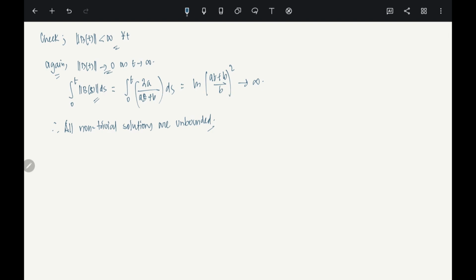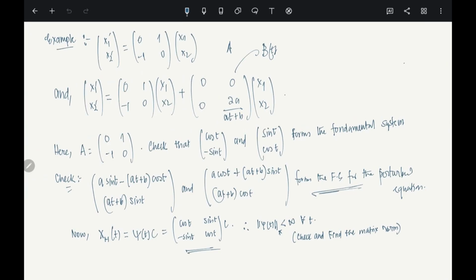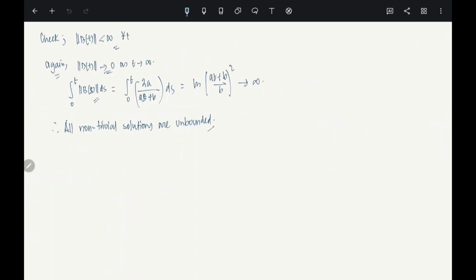So this is such a system that for the original equation, all solutions are bounded, but for the perturbed problem, the solutions are going to be unbounded. Is it okay? So with this I am going to end this video.